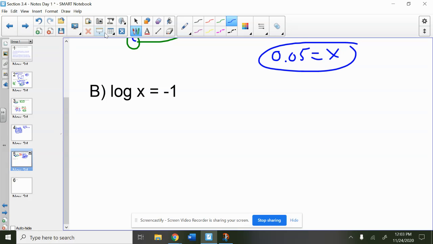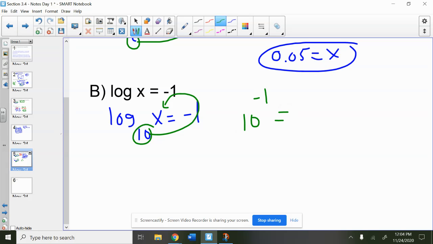All right, this one. Log of x. Reminder that when you have that, this is a common logarithm. That's a base of 10. So we're going to put this in exponential form. So I'm going to take, this is my base, goes to there. So the first thing I'll have is 10 to the -1st power equals x. So we practiced this before, but certainly worth mentioning. We're putting this in exponential form.